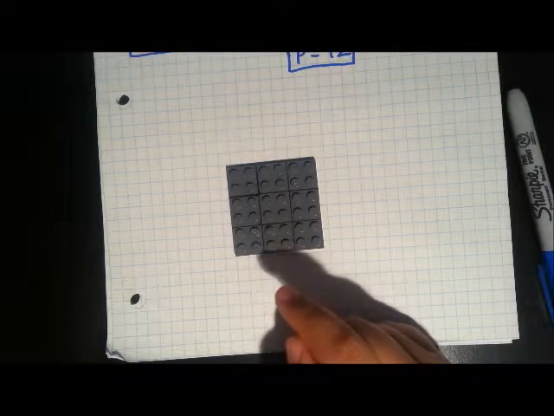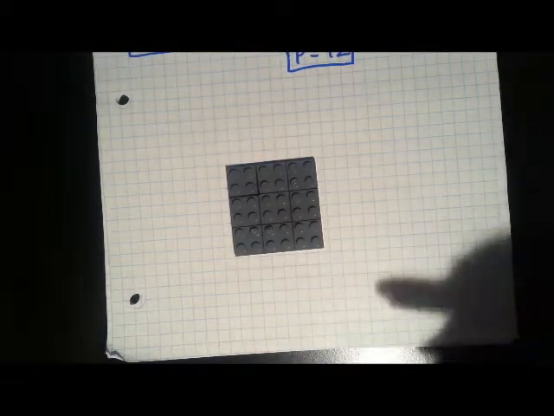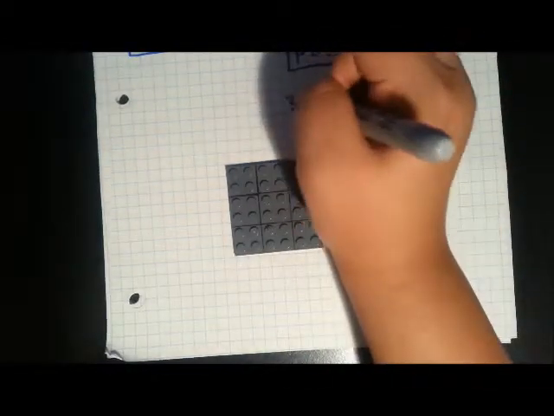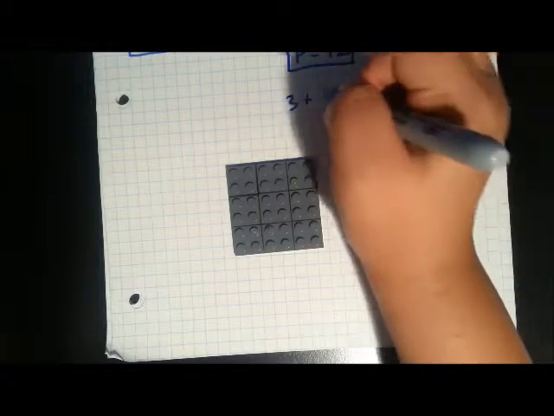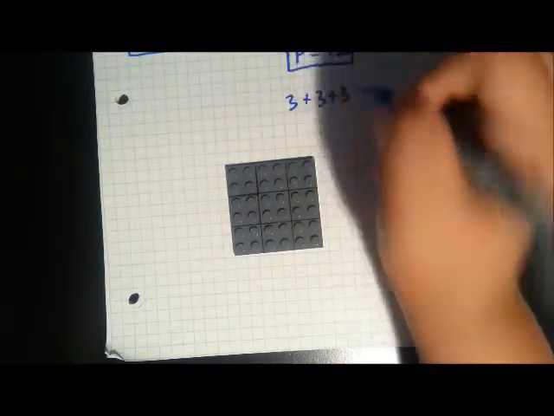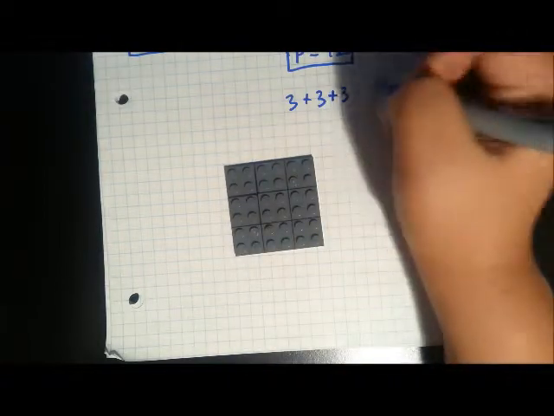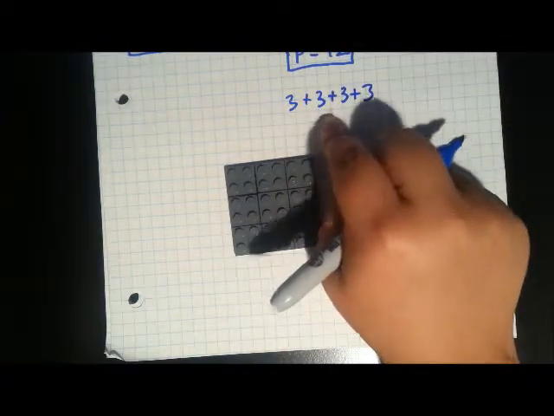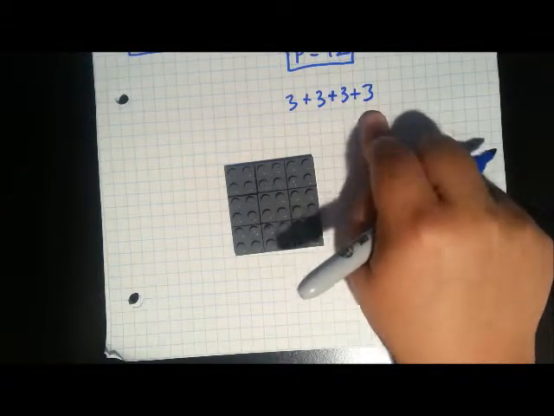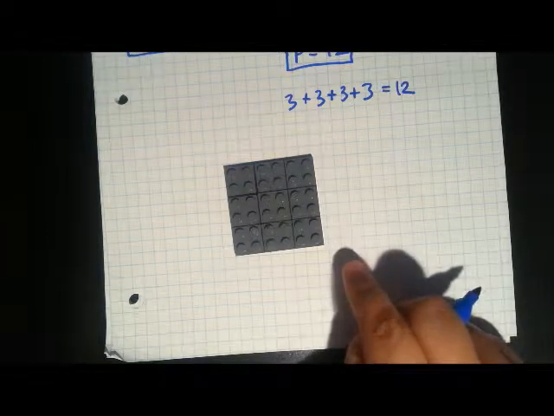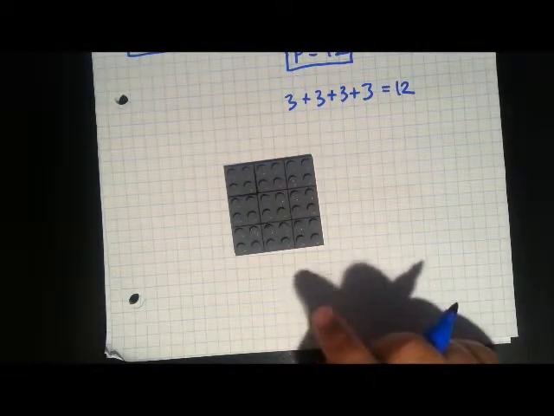to find perimeter. And so another way you could do that is count the units of each side and add them up, like I said. So the units of this side is 3, plus the units of this side is 3, plus the units of that side is 3, plus the units of that side is 3. So 3 plus 3 plus 3 plus 3 is equal to 12. And that is your perimeter.